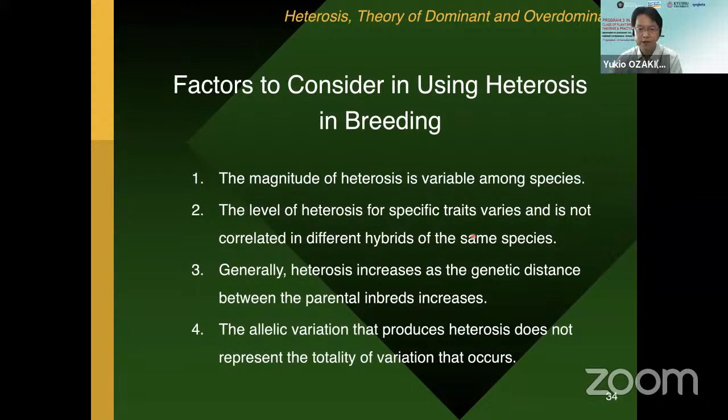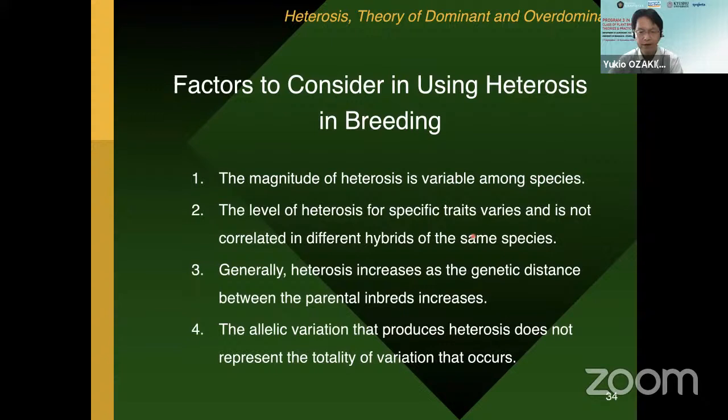Springer and Stupar summarized four factors to note when considering the application of heterosis in crop improvement. The first, the magnitude of heterosis is variable among species. The effects of heterosis are stronger and more ubiquitous in corn than, say, Arabidopsis. Two, the level of heterosis for specific traits varies and is not correlated in different hybrids of the same species. This indicates that the phenomenon of heterosis is not conditioned by the action of a single locus, nor does it simply represent the overall extent of heterozygosity between parents. Three, generally, heterosis increases as the genetic distance between the parental inbreds increases.